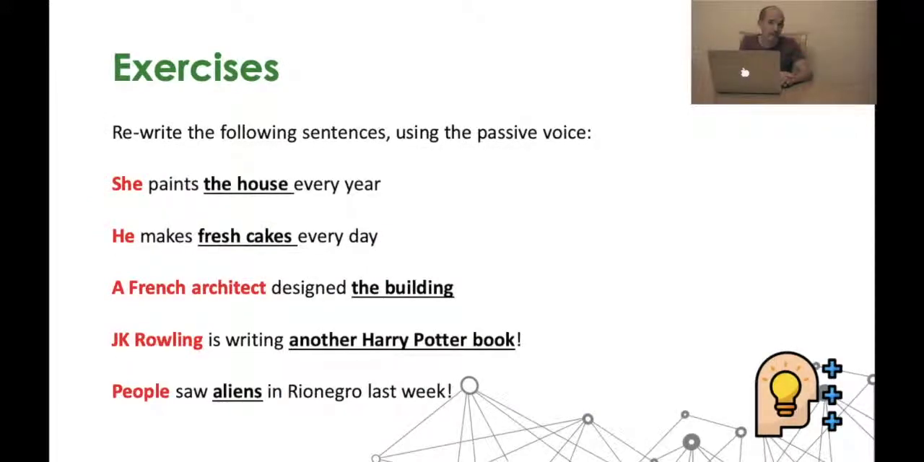Now let's try some exercises. Try to rewrite the following sentences using the passive voice. She paints the house every year. He makes fresh cakes every day. A French architect designed the building. J.K. Rowling is writing another Harry Potter book. And people saw aliens in Rio Negro last week.